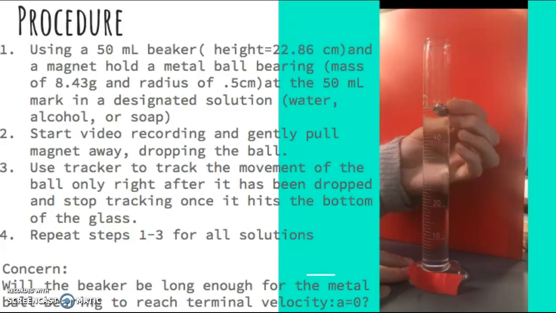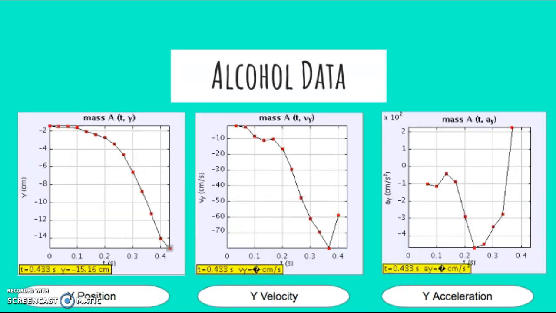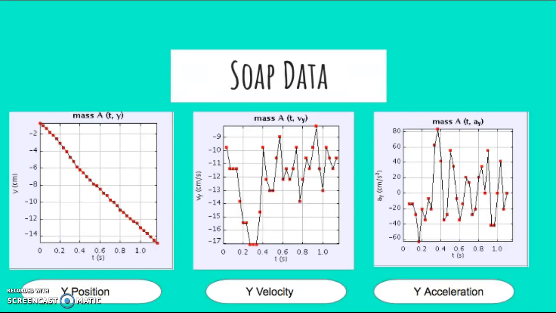One of the very big concerns of our group was whether the beaker would be long enough for the metal ball bearing to reach terminal velocity. Here are the position, velocity, and acceleration graphs in water, in alcohol, and in soap.